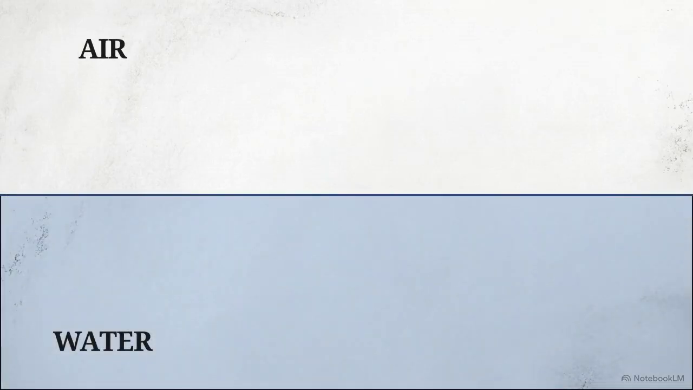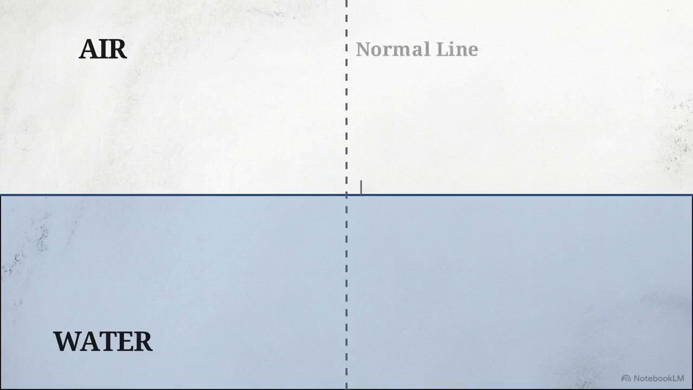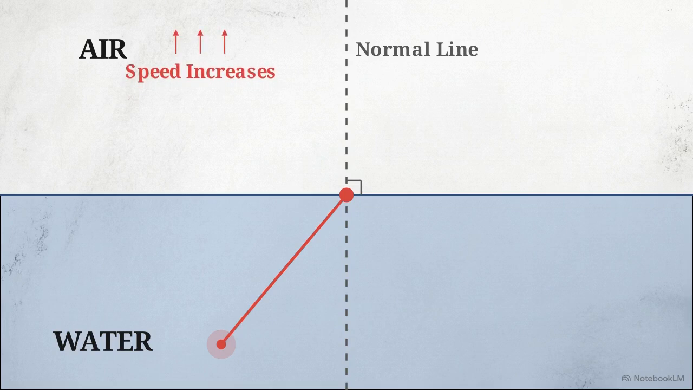To measure exactly how this speed change affects the light, we use a tool called the normal line. This is an invisible, perfectly vertical reference line drawn exactly perpendicular to the boundary surface. Let's track a single ray of light bouncing off the submerged pen tip. It travels diagonally upward through the water, heading straight for the point where the normal line meets the surface. Right as the ray hits that exact intersection point, the lower refractive index of the air takes over.